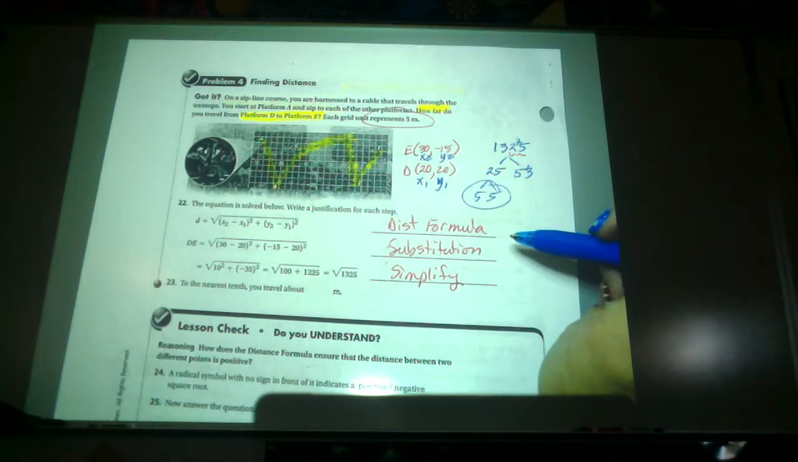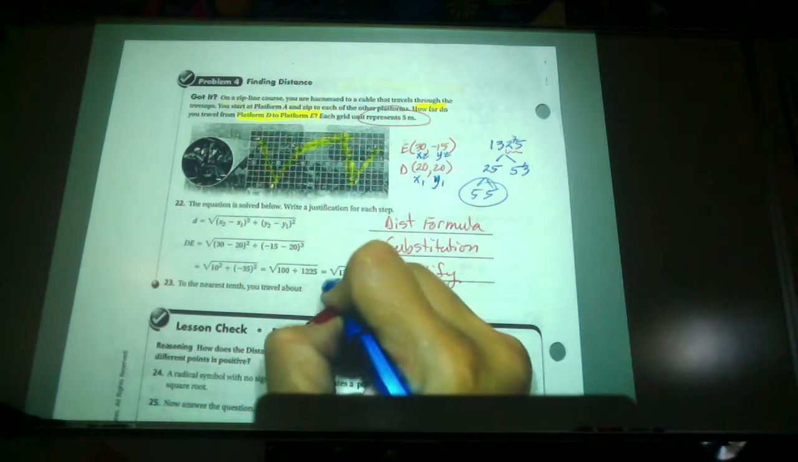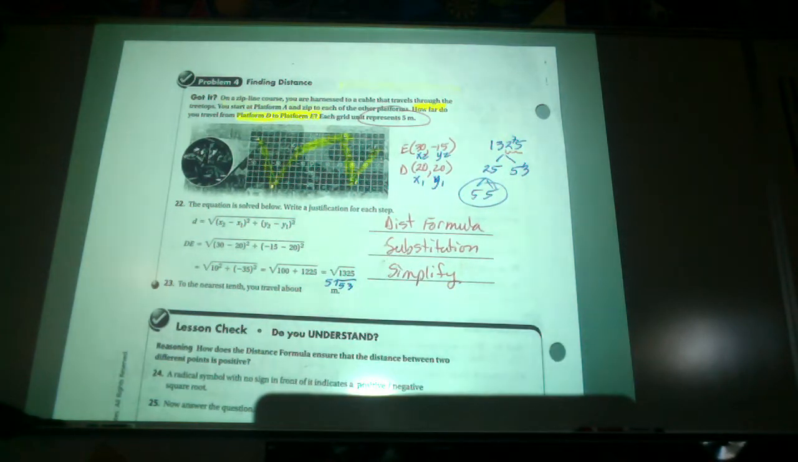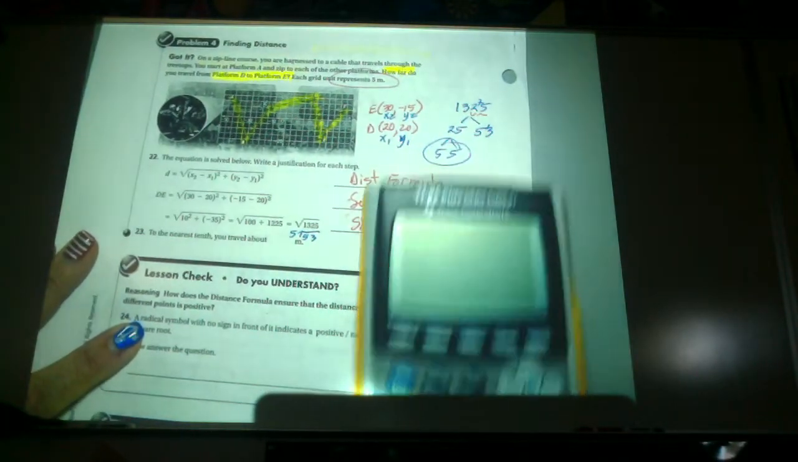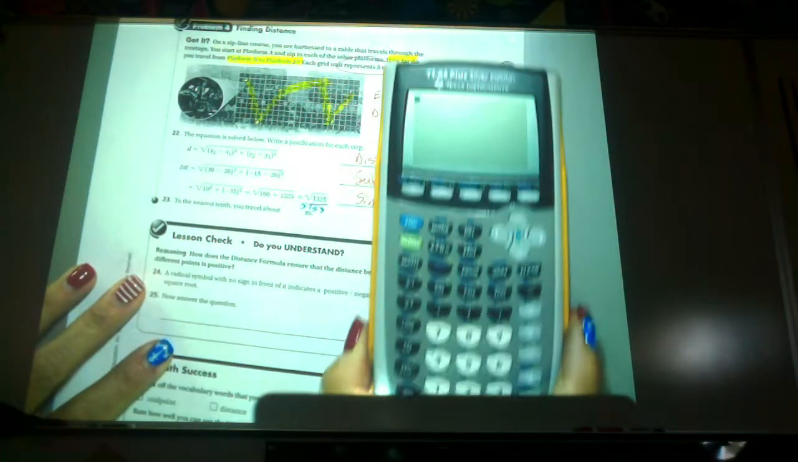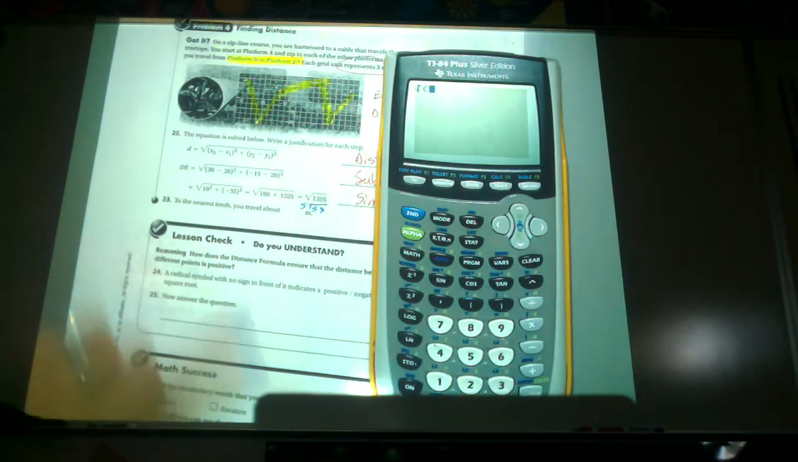Can't I take out a pair of 5s? So really, this simplifies to 5 radical 53. But if we were to take our handy-dandy calculator, all right, so know your calculator. Gotta get the glare off of my calculator. So I'm going to take the square root of 1325.